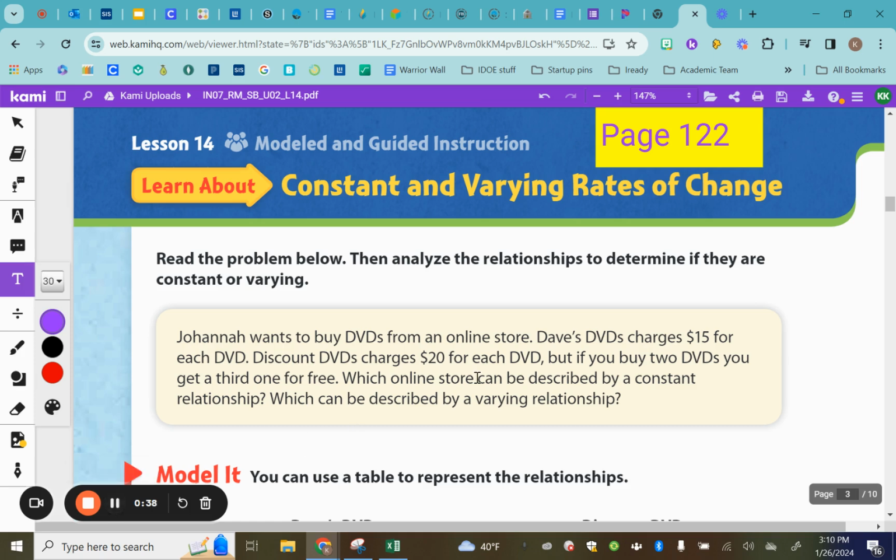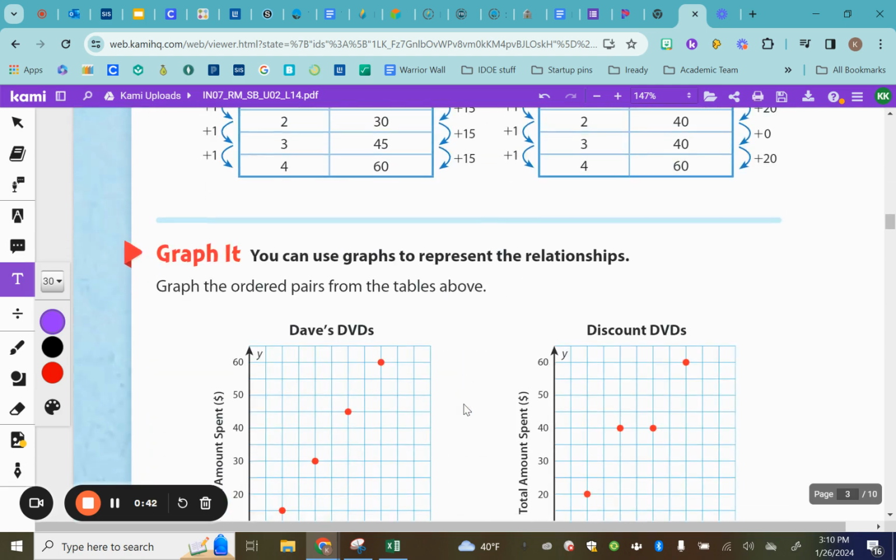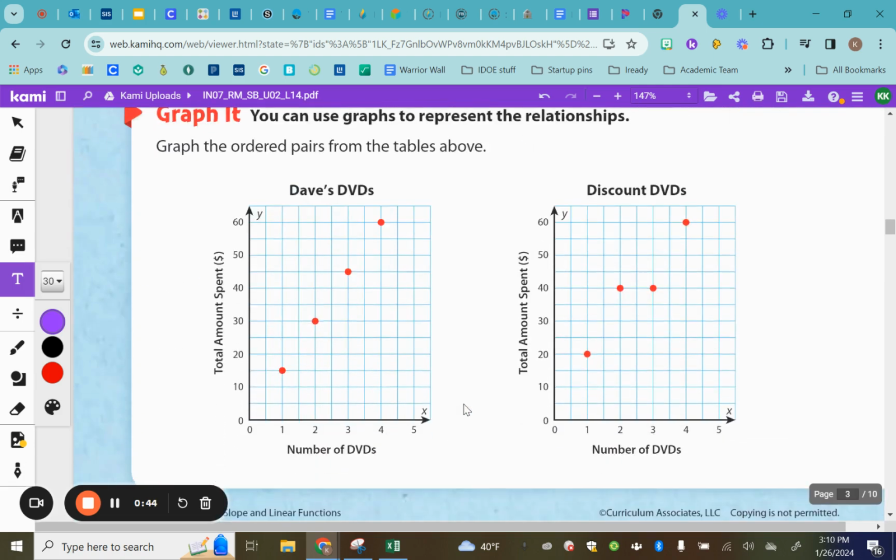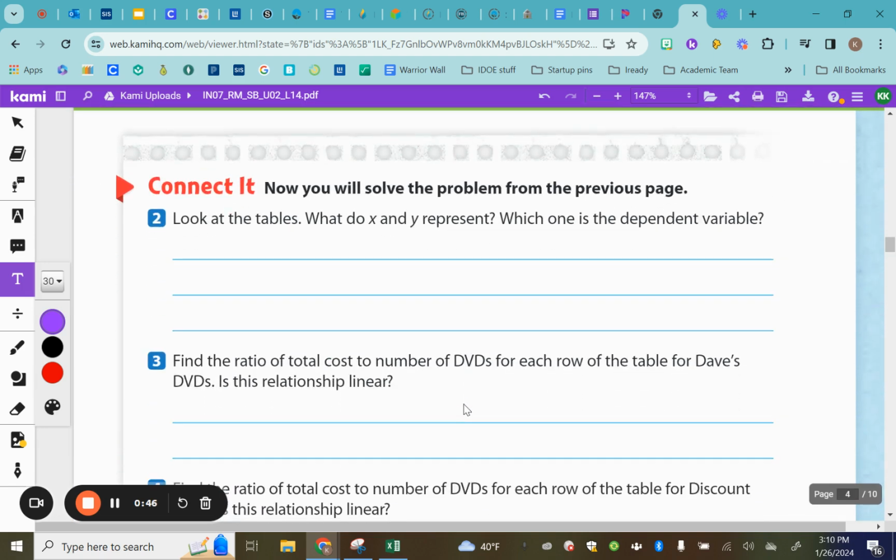So we are going to be talking about constant and varying rates of change today. I'm skipping this for now. We'll come back and look at these graphs and tables. We're going to skip ahead to question number 2. Question 2 says, look at the tables. What do the X and the Y represent?